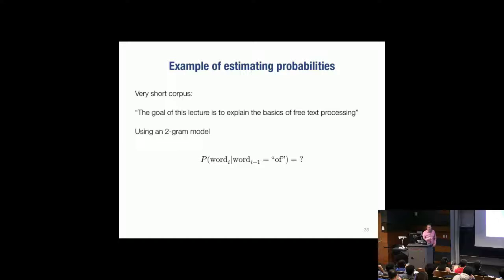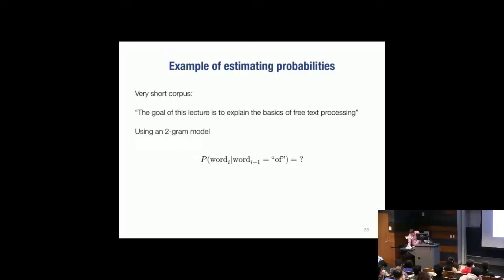Since the previous word is word I minus 1, it is goal? But I'm saying word I minus 1 here is of. I'm saying what's the probability of the next word given word I minus 1 is of? Okay, yeah, so what is it? Free? Okay, so what does that mean? You're saying the probability of word I being equal to free, given word I minus 1 equals of.